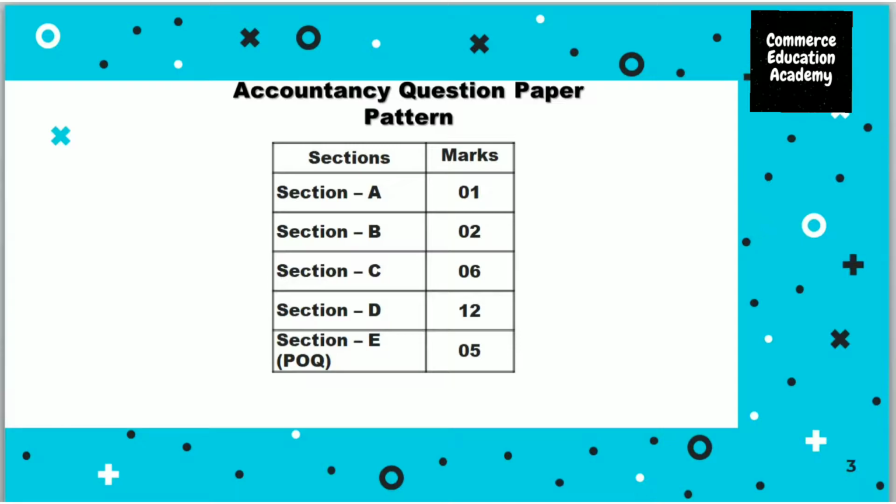Next, move on to the question paper pattern of business studies. Again, here also it is the same way. The business studies question paper pattern has all the 5 sections. The first section, that is Section A, carries 1 mark questions. Section B carries 2 marks questions. Section C carries 4 marks questions. Section D carries 8 marks questions. And Section E is a practical oriented question, 5 marks each. So this is the question paper pattern for both accountancy and business studies.